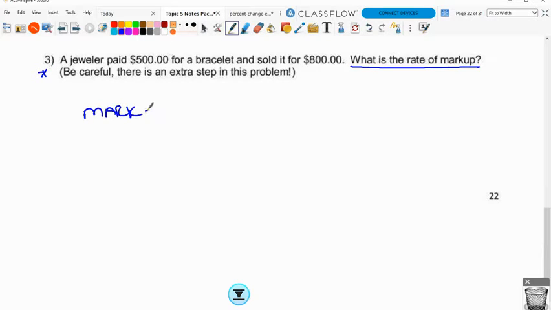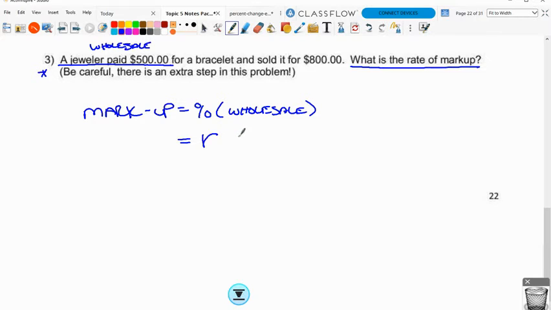Markup is equal to a percentage of the wholesale price. And again, this says, what is the rate of markup? So in the percent spot, we're going to put R for the rate because that's what we need to know. Now, it says right here that the jeweler paid $500. So that's what the wholesale price is going to be. The jeweler pays $500 for the bracelet.